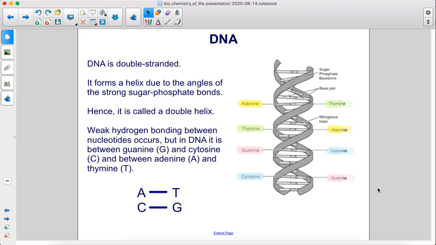DNA is double-stranded. It forms a helix due to the angles of the strong sugar-phosphate bonds. Hence, it is called a double helix. Weak hydrogen bonding between nucleotides occurs, but in DNA it is between guanine and cytosine, and between adenine and thymine.